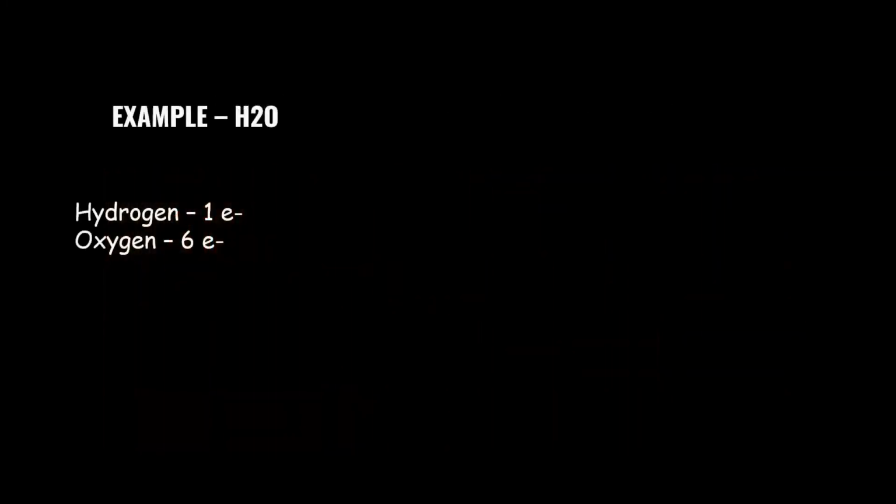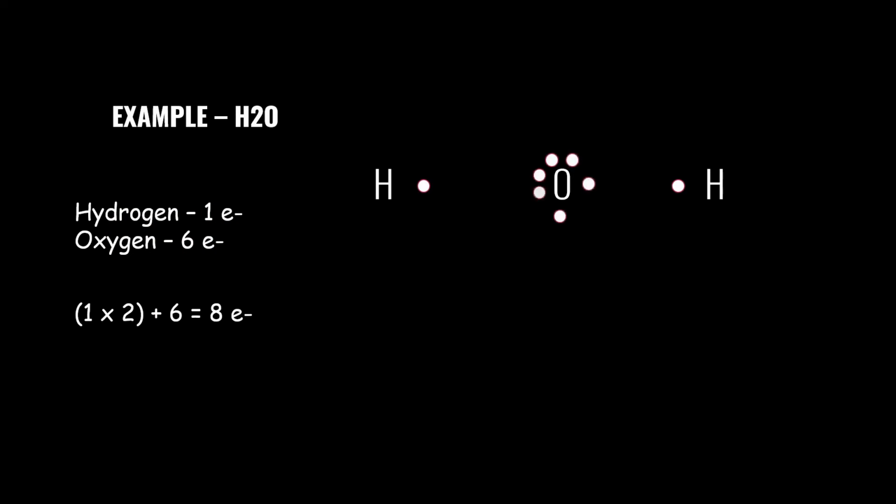So we have H2O and we want to draw a Lewis dot structure for it. We know hydrogen has 1 valence electron and oxygen has 6, which means there's a total of 8 valence electrons because there's 2 hydrogen atoms. Okay, let's start with step 1 by drawing the atomic symbols. We know hydrogen has 1 valence electron, so we'll draw 1 dot, while oxygen has 6, so we'll draw 1, 2, 3, 4, 5, 6 dots.